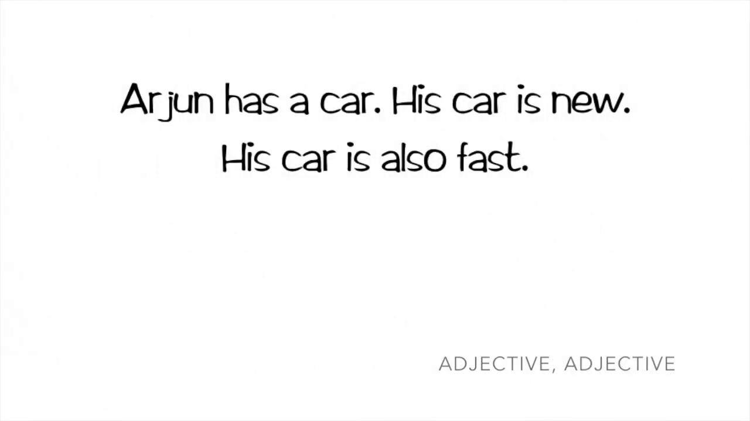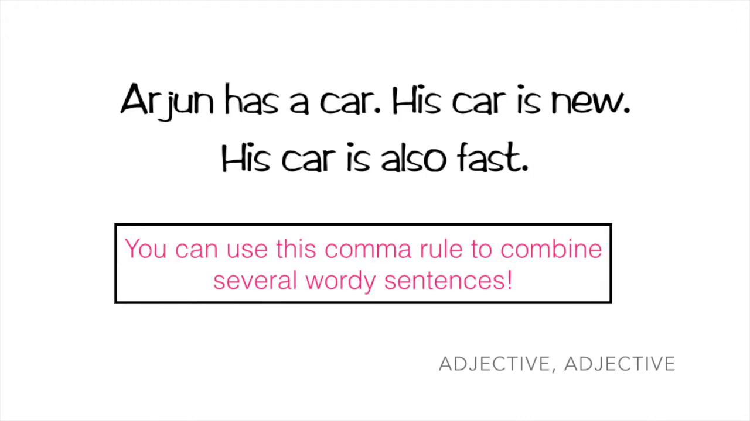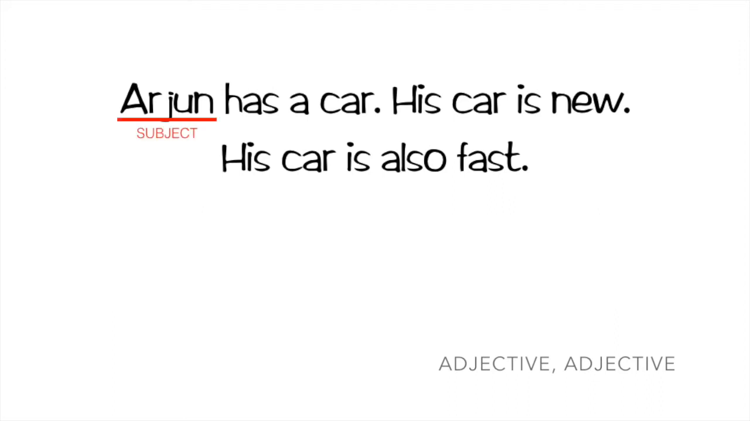Here's another example where we're given 3 wordy sentences. Arjun has a car. His car is new. His car is also fast. You can use this comma rule to combine several wordy sentences. So here, our subject is Arjun. The main verb is has.